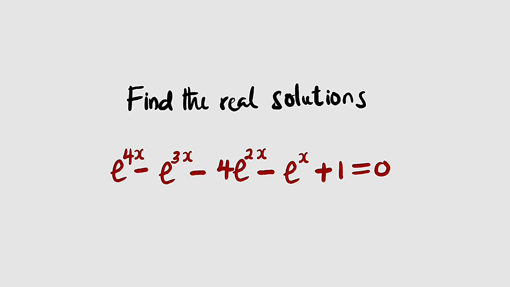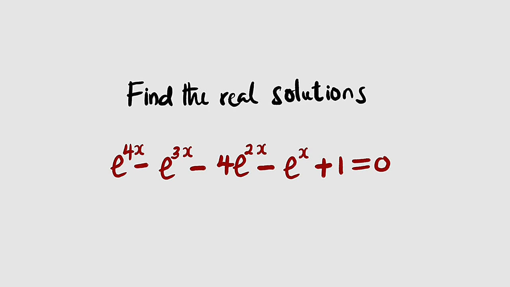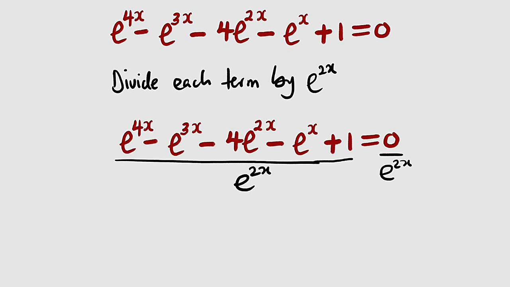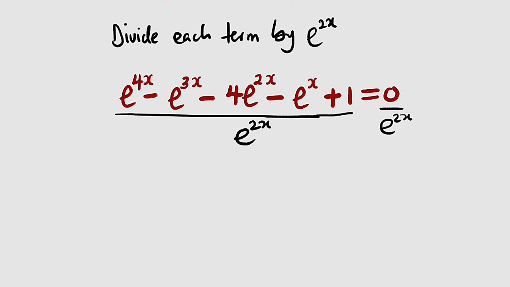First of all, I would like to divide every single term by e^(2x). So we are going to divide each term by e^(2x). It's like dividing both sides by e^(2x), right? The first term, divided by e^(2x), gives e^(2x), because from one of the laws of indices, it is the same thing as e^(4x-2x). The second term is minus e^x, because 3x minus 2x is just x, right?